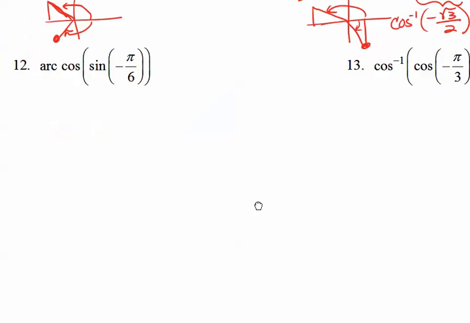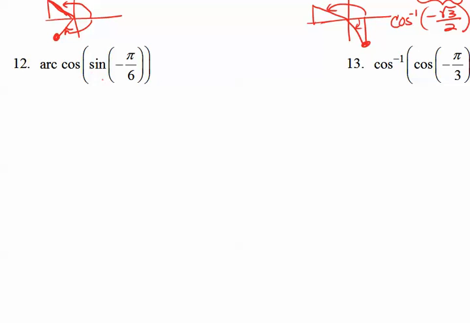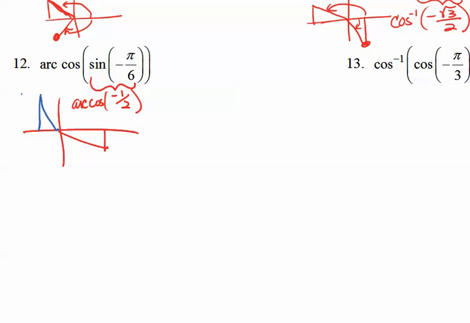And just two more. Number 12, similar problem, but now the sine of negative pi over 6 is negative 1/2. And now we want to say what angle has that as its cosine. And cosine of negative 1/2, but remember we have to stay in quadrant 1 and 2. So negative 1/2 is the angle 2/3 pi for cosine.